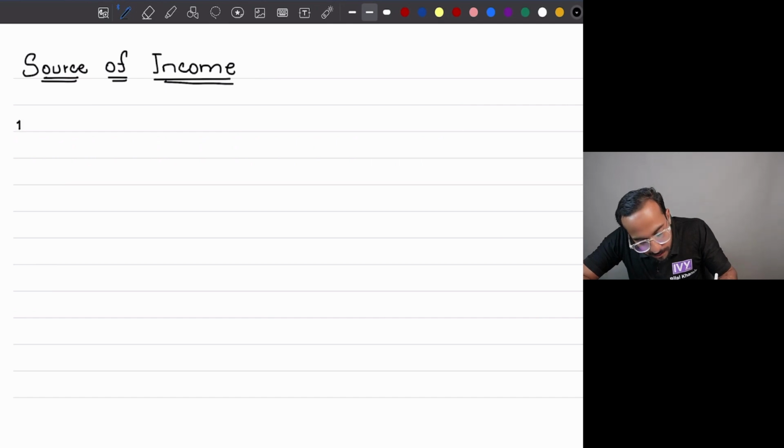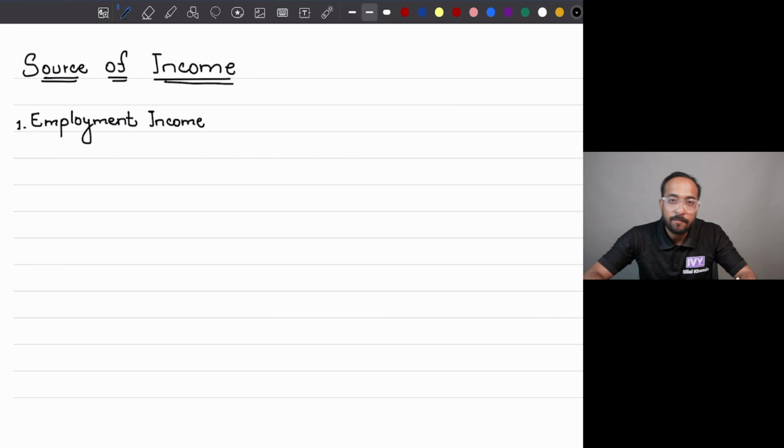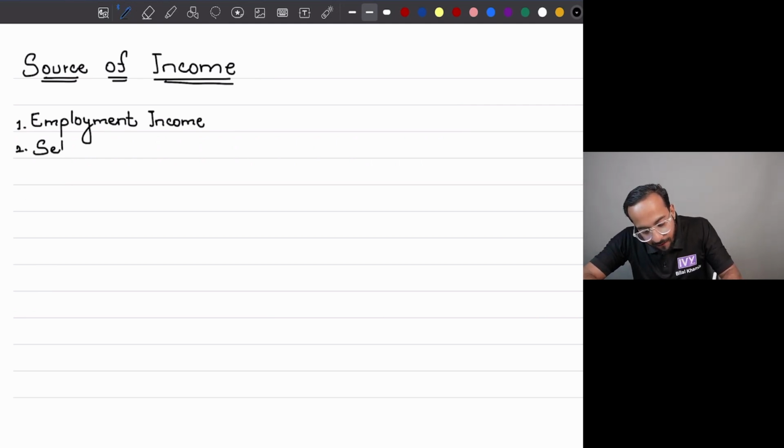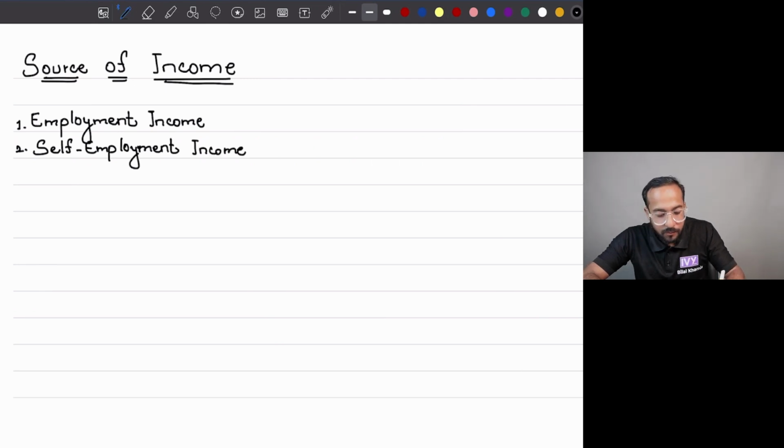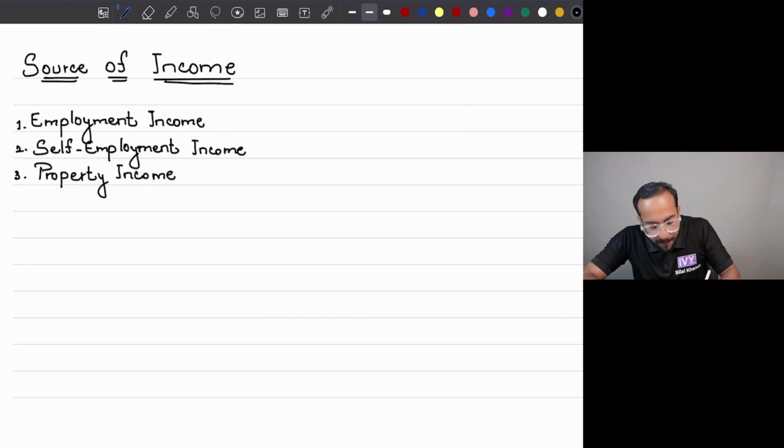The first thing that comes to my mind is employment income. It means you are doing a job somewhere and you will get the earning, right? The second thing which comes to my mind is self-employment income. Self-employment income means that you are doing business and from the business you are earning the profit. The third thing which comes to my mind is property income. Let's suppose you have a house which is empty.